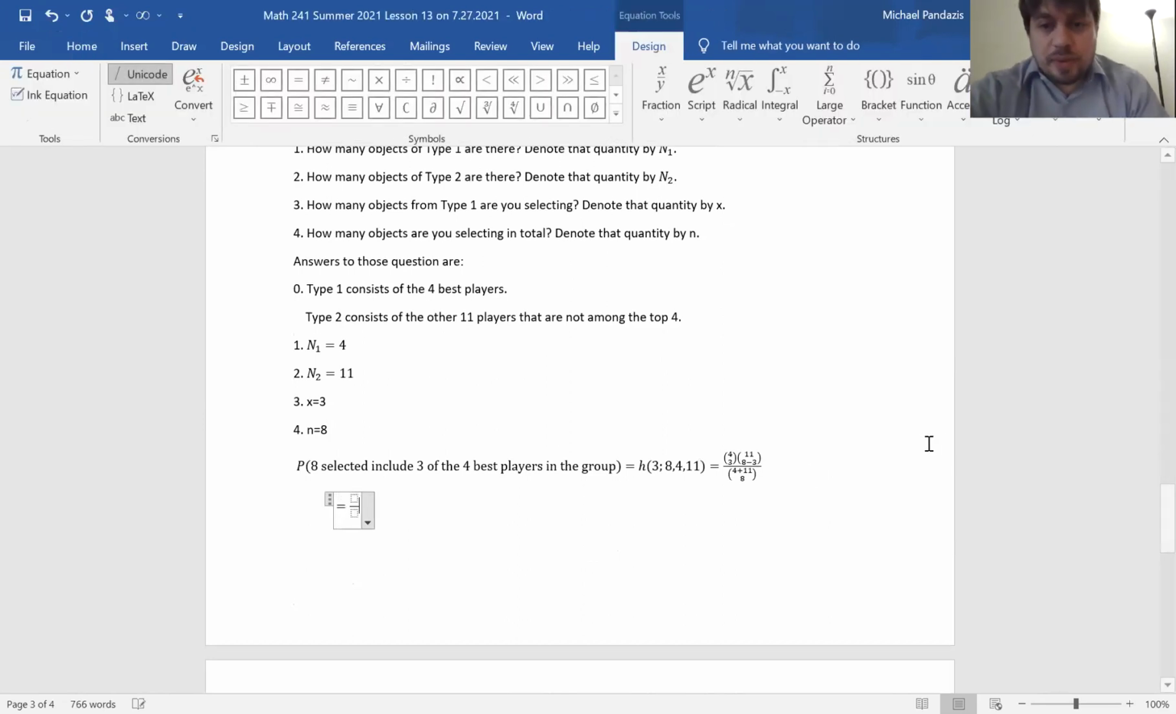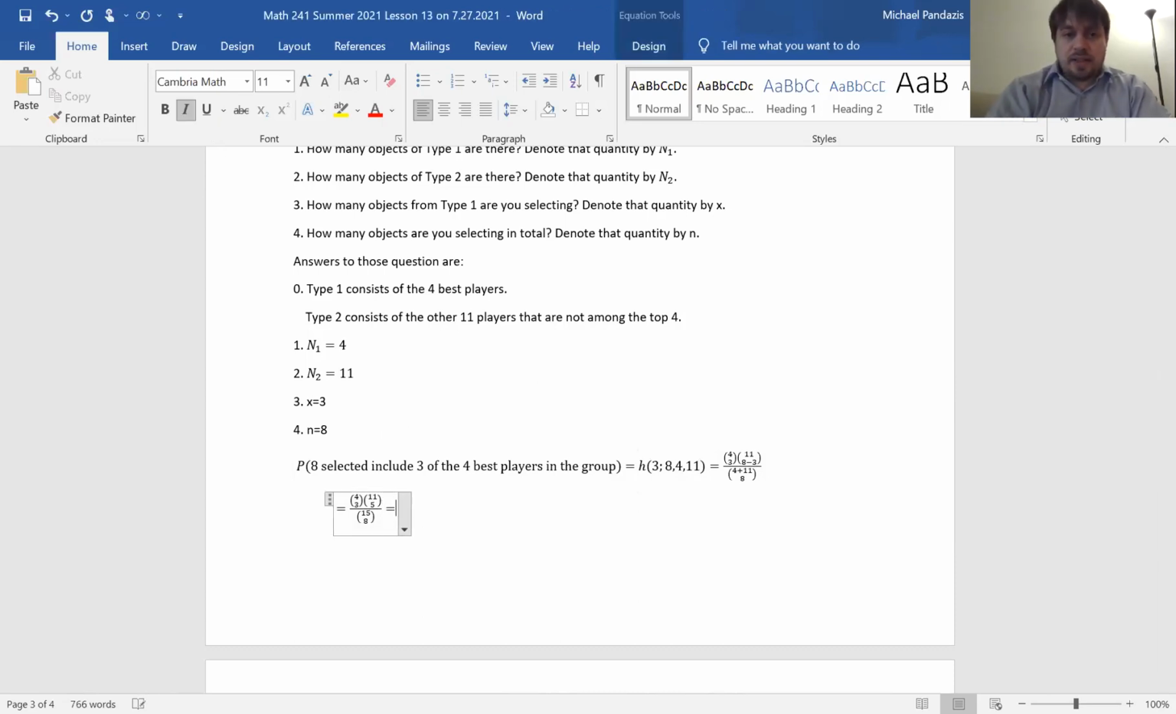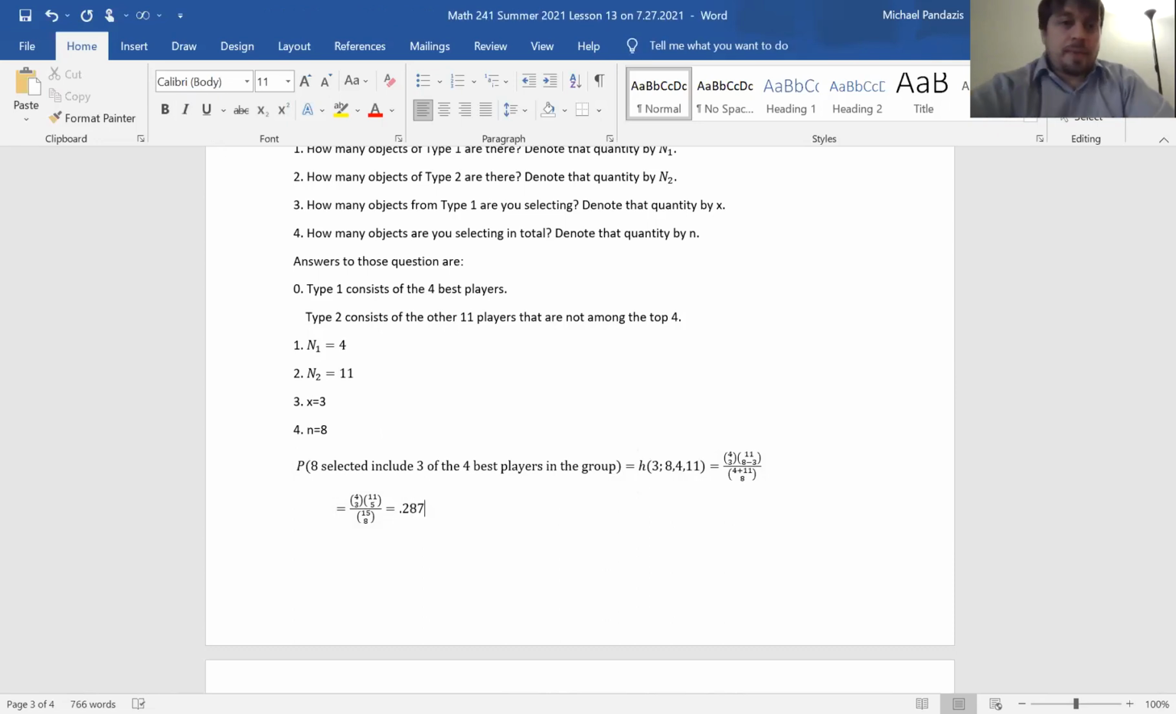Okay, and so now that's equal to, you have this quantity here. 4C3 times 11C, 8 minus 3 is 5. And 4 plus 11 is 15. So now I'm just doing the addition here, right? So now we have this, and then you calculate that. And the value you get is that's equal to 0.287. Okay, and then you're done.